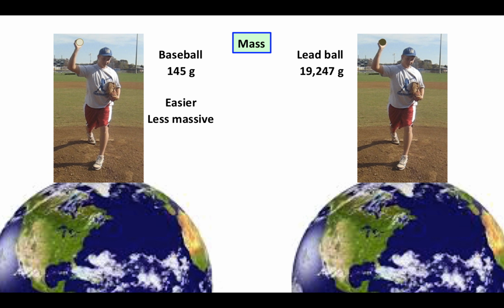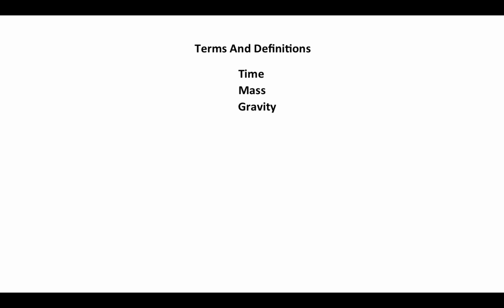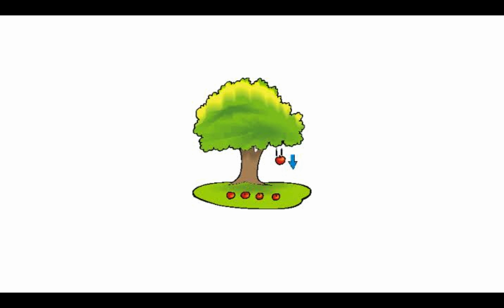19,247 grams. The baseball is going to be easier to throw because it is less massive, but the lead ball is going to be harder to throw because it is more massive. The baseball will travel much farther than the lead ball before they fall to the ground. Next is gravity. And for now, just our concept of gravity, seeing the force of gravity causing the apple to fall to the earth, is sufficient.